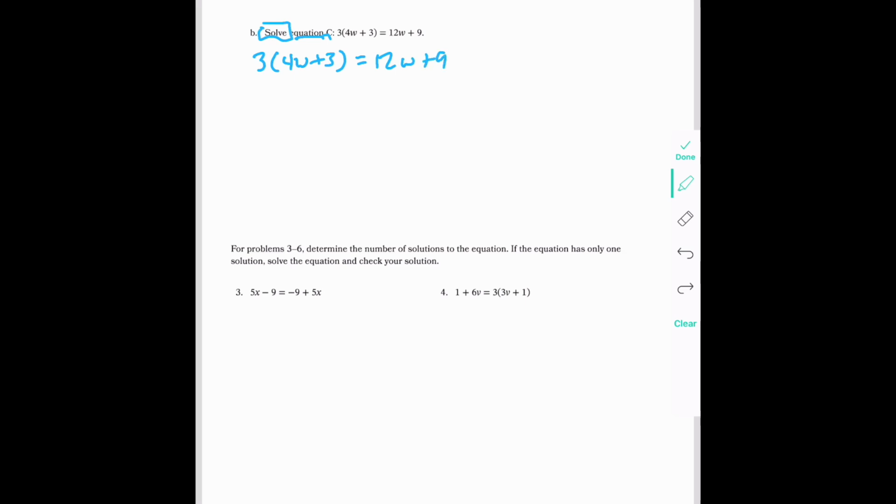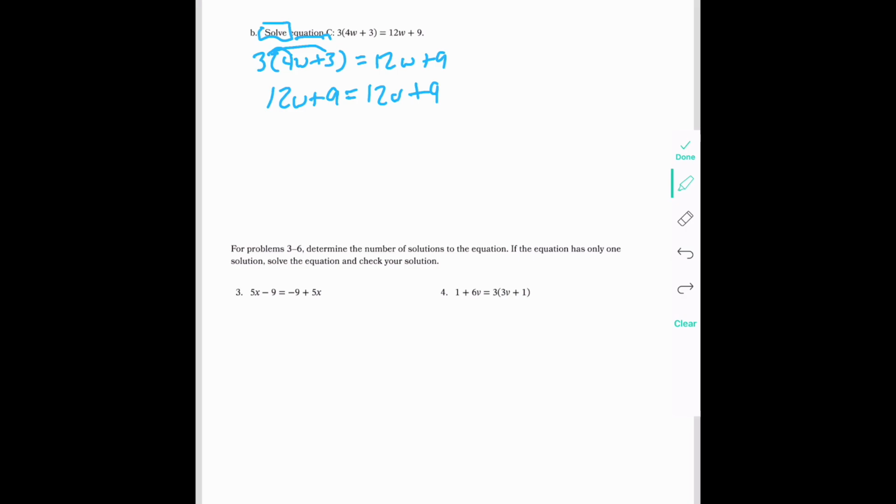Step one, parentheses. I do have parentheses. Let me see if I can solve what's on the inside. I cannot because it's a variable and a regular number. So now the only way to get rid of the parentheses is to distribute. Distributing this 3 to this 4w and to this plus 3. 3 times 4w would give me 12w. 3 times a positive 3 would give me a plus 9, equals 12w plus 9.